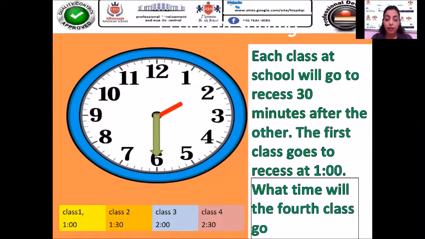And the fourth class, 2:30. So the fourth class will go at 2:30. And here I solved this problem by using the find a pattern strategy.